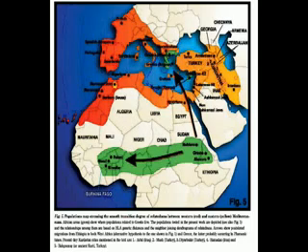Roughly, we reach Africa before 70 AD. Some of the remnants reach Africa before 70 AD, and some of the remnant reach after 70 AD. Some of them linked up, and others were not able to link up.